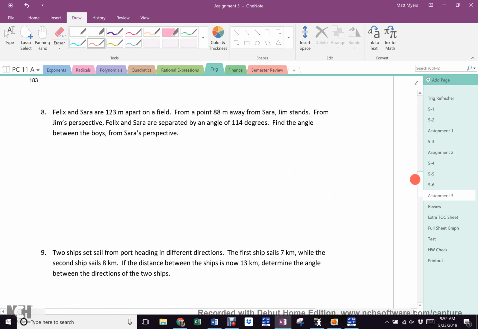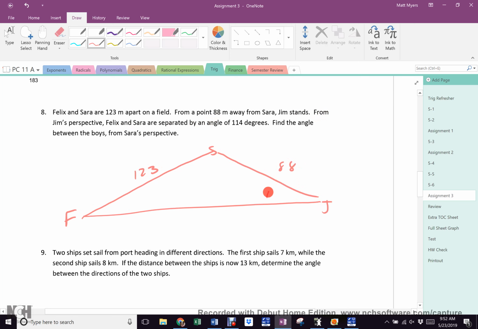Felix and Sarah, 123 meters apart on a field. There's Felix, there's Sarah. 123. From a point 88 meters away from Sarah, Jim stands. There's Jim, 88. From Jim's perspective, Felix and Sarah are separated by 114.